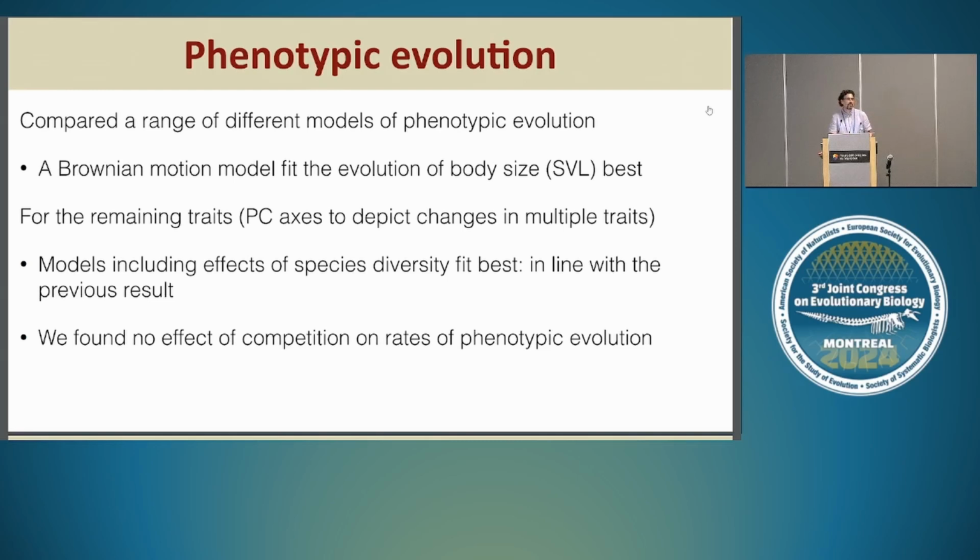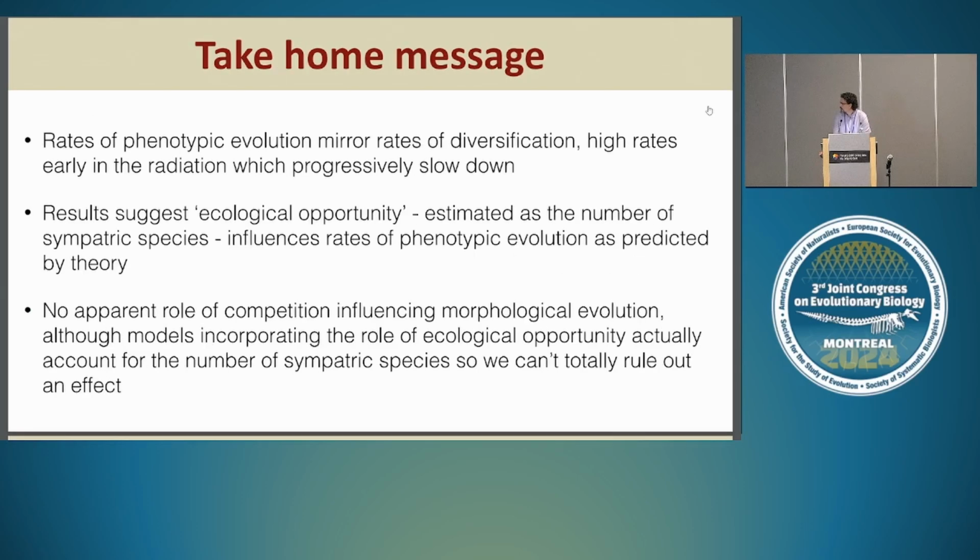And selection acts on individuals. It doesn't act on specific traits, right? So it's a combination of both. And for PC2 and PC3, we found that the density-dependent models are the ones that fit best. So it's in line with the previous results. As diversity increases, that seems to limit the rate of phenotypic evolution. We didn't find any effect of competition, but we'll touch on that in a little bit.